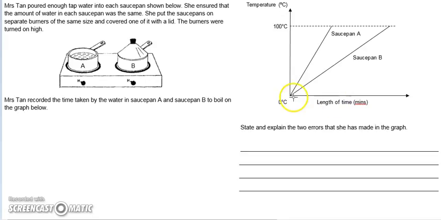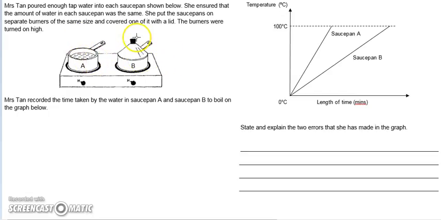The first mistake is that the water here comes from the tap. It means it must be of room temperature, which is between 25 to 30 degrees. But the graph shows that both of them start at 0 degrees Celsius. Hence, it's the first error. The second error is the difference between the two cups.